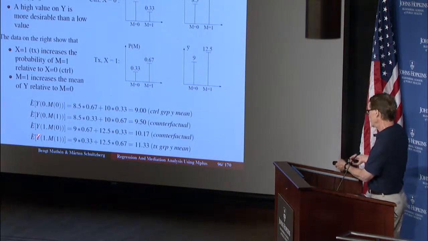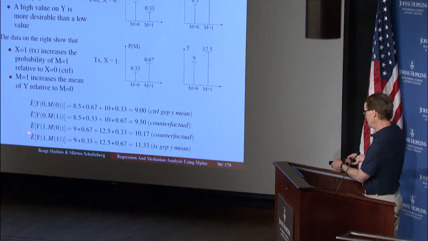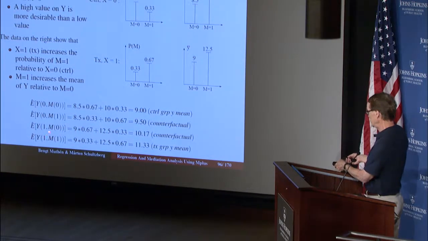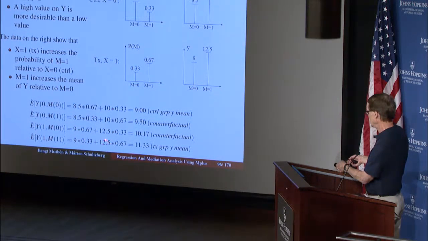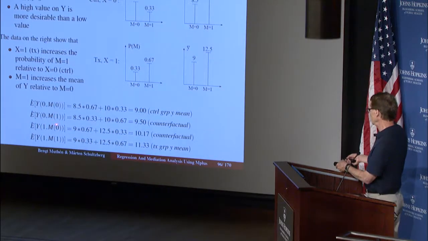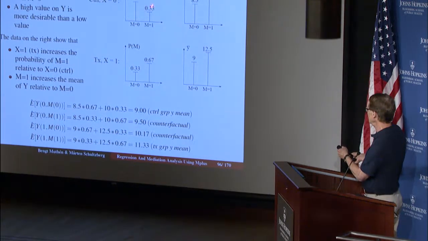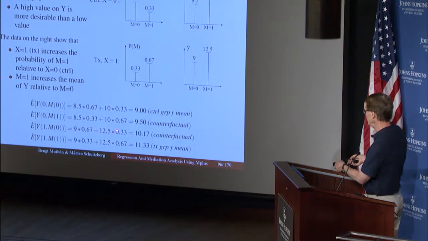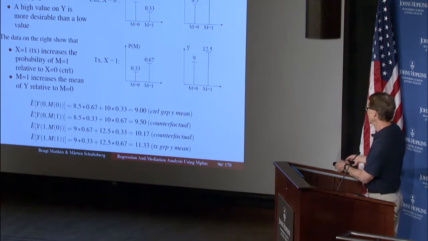Now, those two bottom ones relate to the indirect effect. So what is this? How is that constructed? Well, it's the same means, 9 and 12.5, as you have down here. But now you're considering the distribution of M in the control group. So you use 67 and 33 as the weights. This is the collapsing over M, rather.